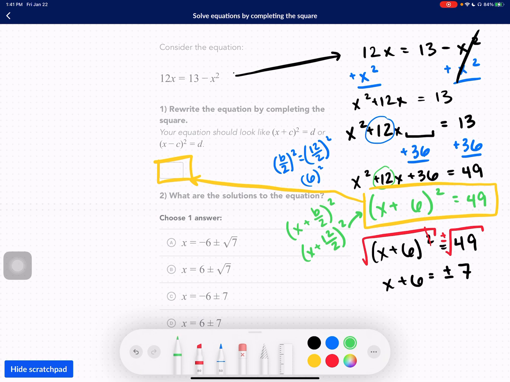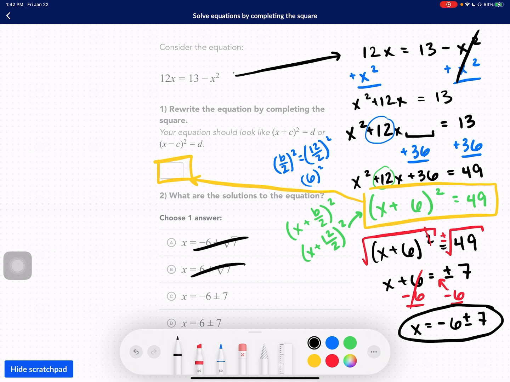Okay, so now we have to get the x by itself, so let's go ahead and subtract 6 from both sides. Negative 6 can go right there. So we have x equals negative 6 plus or minus 7. Now normally we would split this and actually solve. You would get 1 and you would get negative 13, but Khan Academy just wants to know what the answers are. So again, these two are tricks because it's not root 7. We already took the square root of 49 and that equals 7, just 7. And the 6 is a negative, so it must be C.